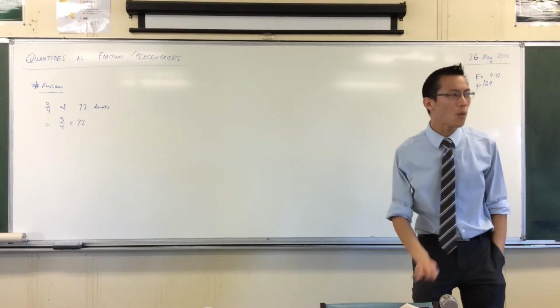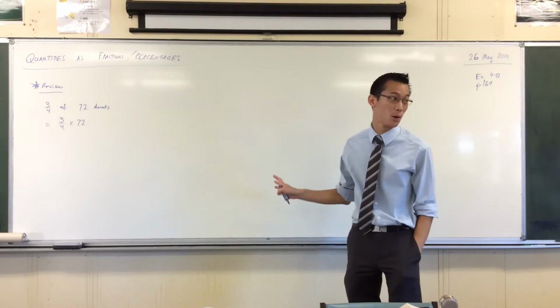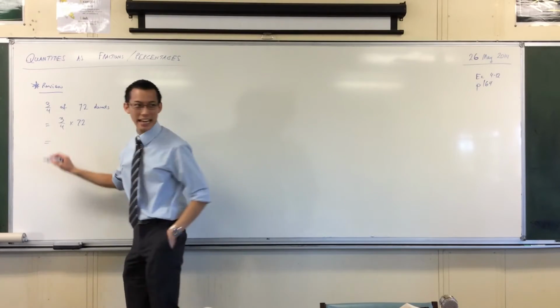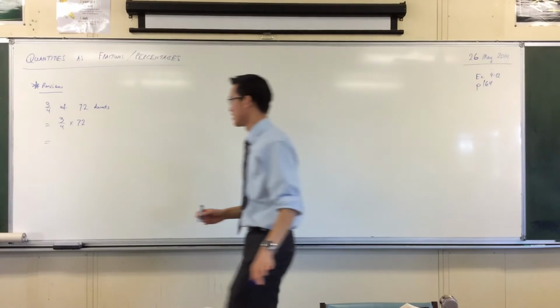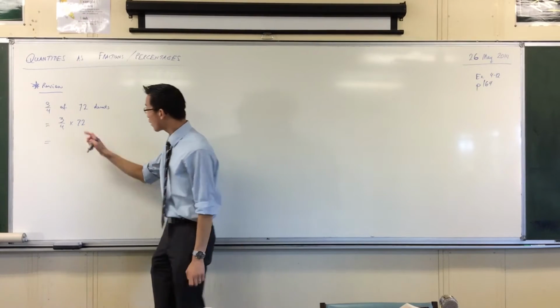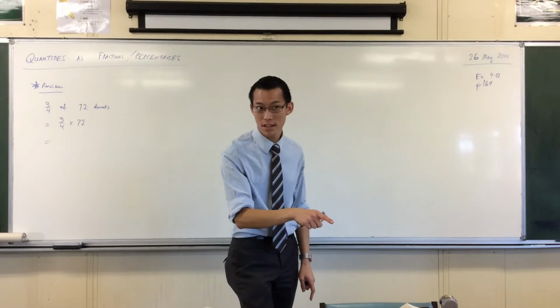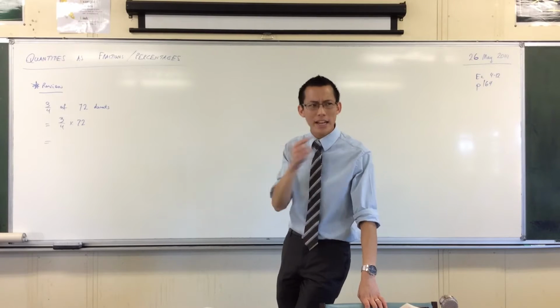Now I'm aware that you could get your calculator out and you could do this, but surely the numbers are small enough that we don't have to. Can we do this in our heads? What can we do? Yes, Ash. Now we can do 72 times 3, can't we? It would be 216. Now I can do that, but there's a quicker way, isn't there?